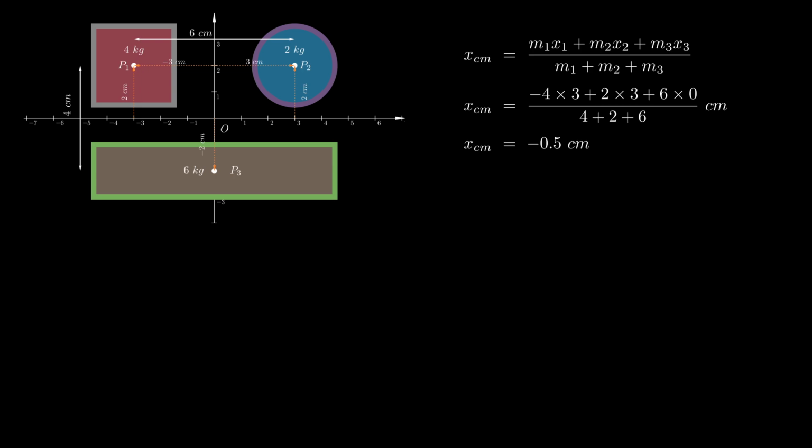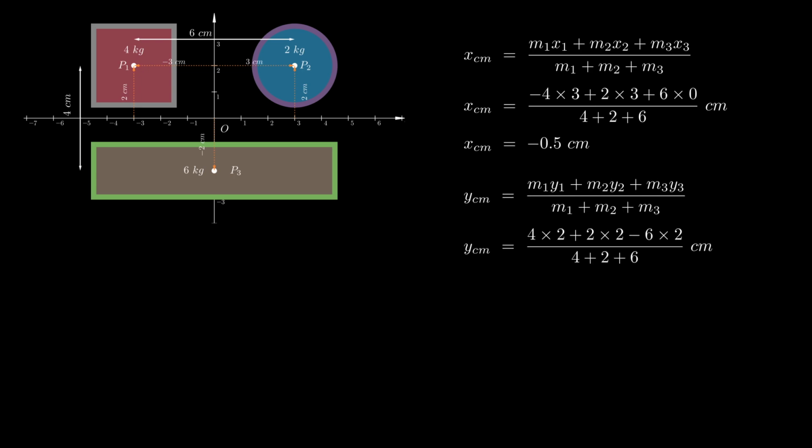So, the x-coordinate of the center of mass is calculated as -0.5 cm. This means the center of mass is positioned half a centimeter to the left of the origin, along the x-axis. To determine the y-coordinate of the center of mass, we followed a similar procedure as we did for the x-coordinate. The y-coordinate is determined to be 0 cm. This indicates that the center is located half a centimeter to the left of the origin and on the x-axis.